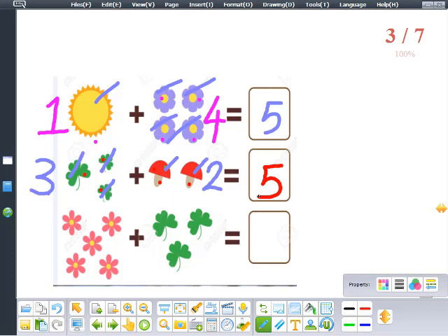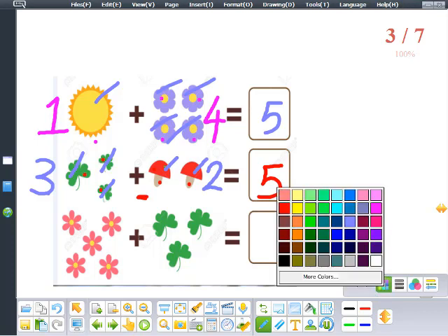1 plus 4 equals 5. 3 plus 2 equals 5. And that's because we find this sign, which is plus. Well, let's go to another one.